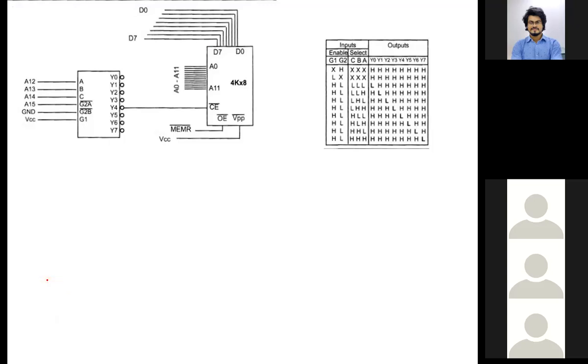So look at the connection again. This connection will be given by you. This is a memory chip, 4K into 8. This is a memory chip. This is your decoder, the one that we have just covered, 74LS something, whatever the name. That is the decoder anyway.